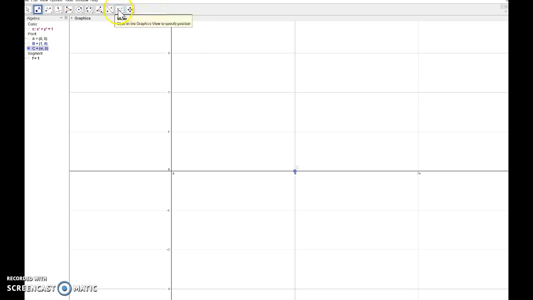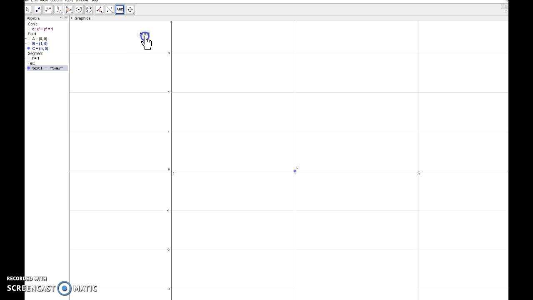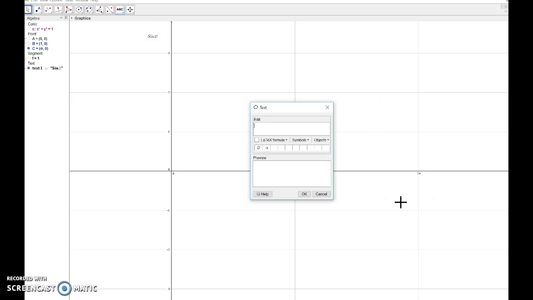When I'm graphing sine theta on the y-axis, sine theta is on the vertical axis, and angles measured in radians are on the horizontal axis.